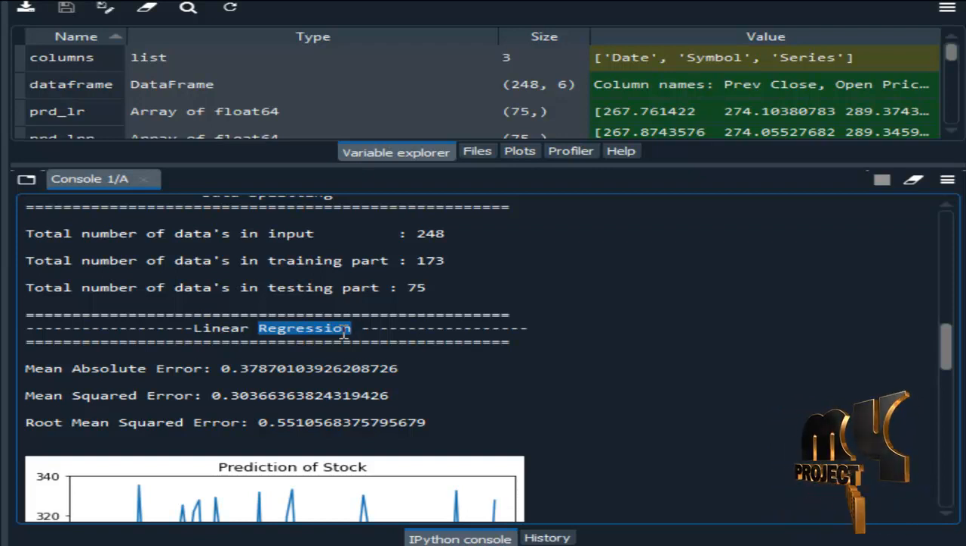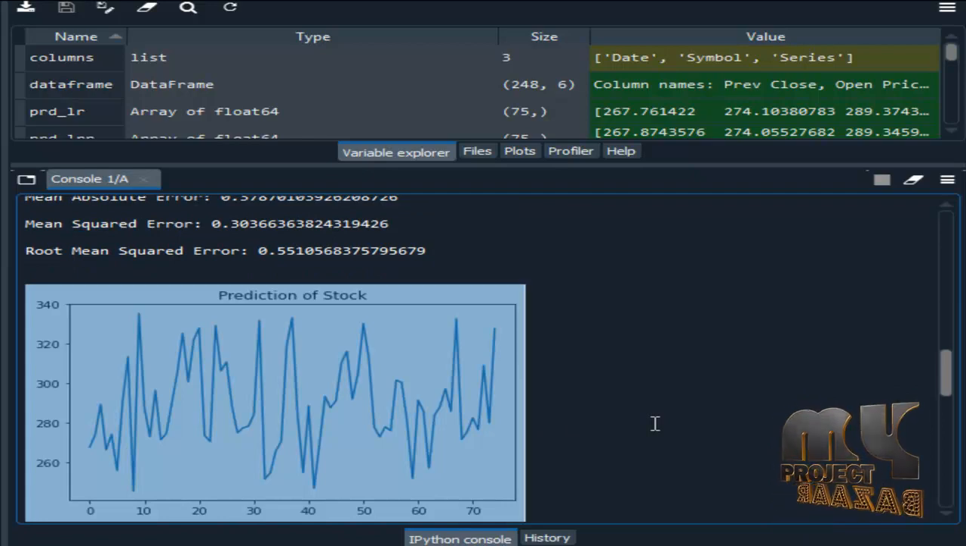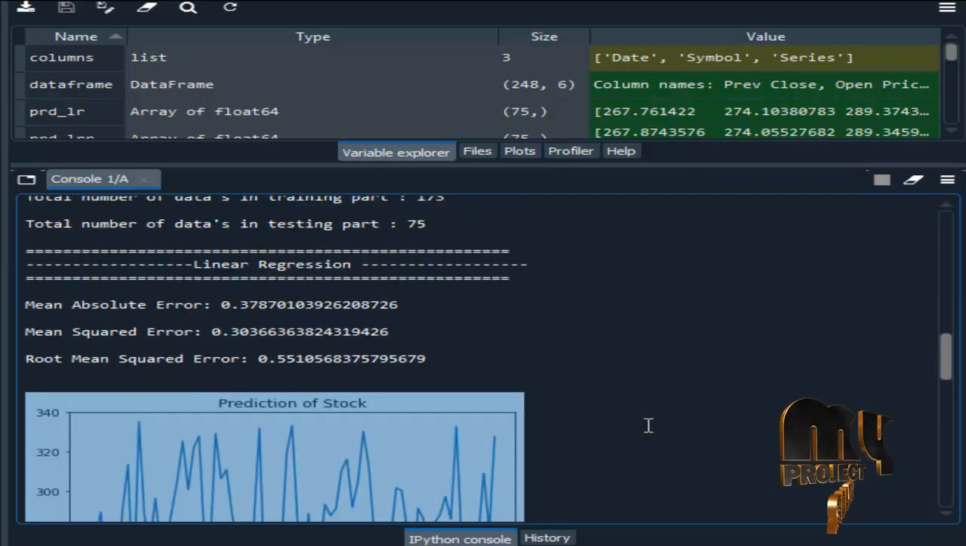In every algorithm we estimate some performance metrics like error values. Here we estimated mean absolute error, mean square error and root mean square error. The error values must be low. If the error values are low, the model is efficient. So this is the prediction graph for linear regression.